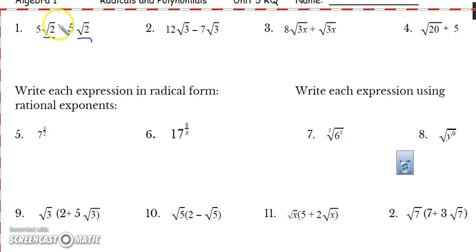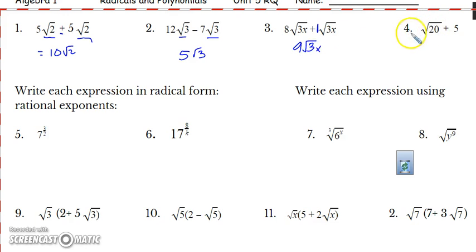So this is 5 root 2 plus 5 root 2. Since they're both root 2 terms and we're adding, you can just do 5 plus 5, which is 10 root 2. Same thing here, both root 3 terms, so 12 minus 7 would give you 5 root 3. This one can be a little tricky, because this is 8 square root of 3x. This is one term of square root of 3x, so 8 plus 1 would give you 9.